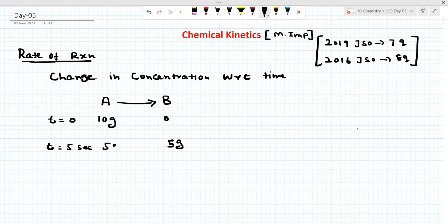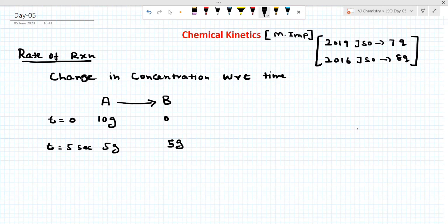Five gram will be there, right? So during the reaction, as A converts to B, at time 0, A is 10 gram and B is 0 gram. At 5 seconds, A is 5 gram and B is 5 gram. It means the concentration of A decreases and the concentration of B increases with respect to time.